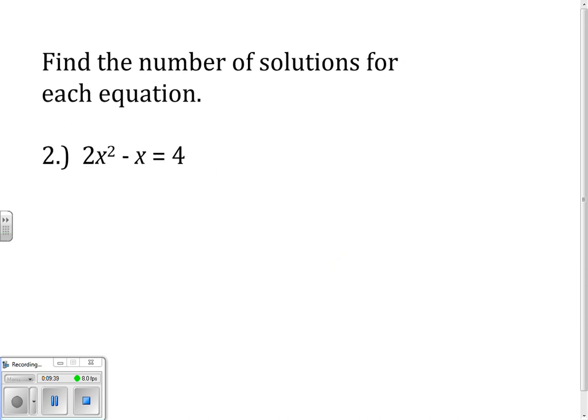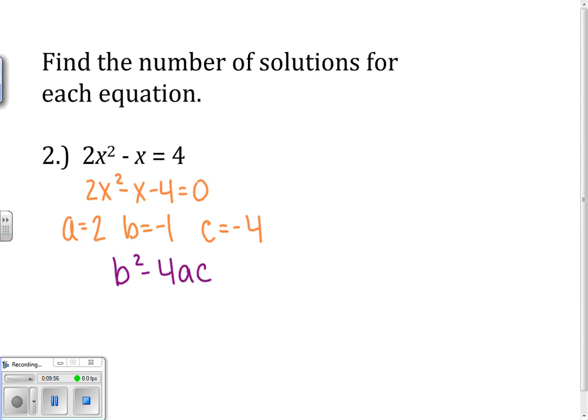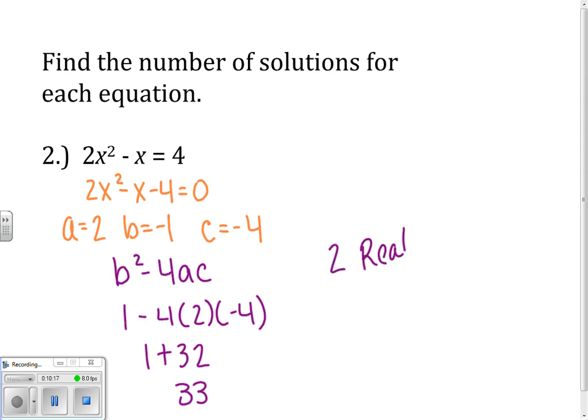Number 2 is not set equal to 0 either, so I'm going to start by subtracting the 4. Remember, in standard form it goes last. My A value is 2, my B value is negative 1, and my C value is negative 4. So all I'm doing is b squared minus 4ac. b squared is negative 1 squared. Make sure you use the calculator in parentheses on that. Minus 4 times 2 times negative 4. I end up with 1 plus 32, which is 33. That's a positive 33. When your discriminant is positive, you're going to have two real solutions.